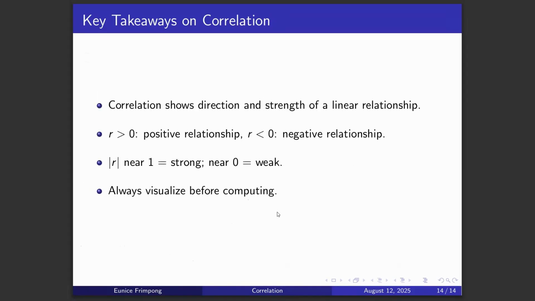In conclusion, correlation shows direction and strength of a linear relationship. When R is more than 0, it's a positive relationship. But when R is less than 0, it's a negative relationship. When the absolute value of R, whether positive or negative, is near 1, we say we have a strong relationship. But when it's near 0, it's a weak relationship. Always visualize before computing. Visualize with your scatter plot.